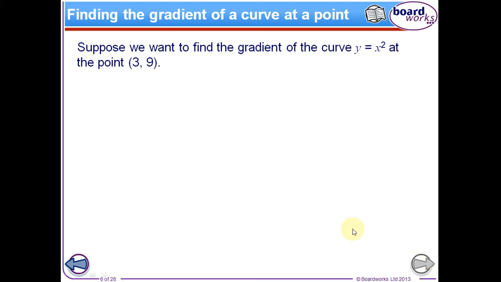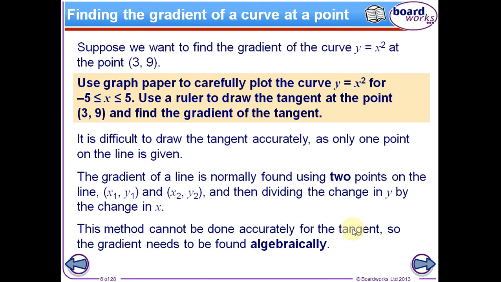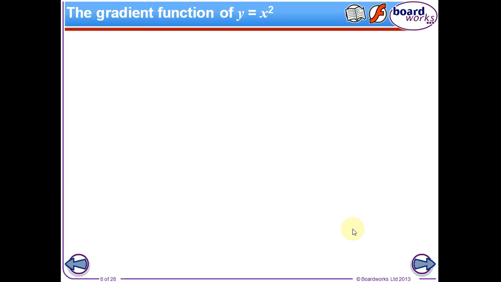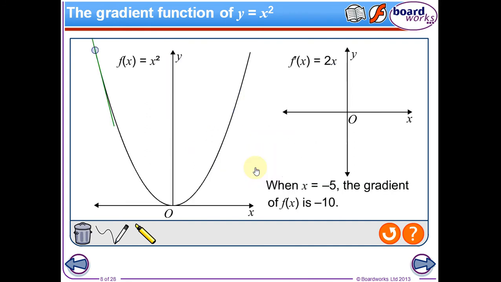So let me take you through the board work. Even though here we use a graph, I'm not going to do this, because we want to see application of gradients. So now let's start differentiation. The gradient function: if the gradient of a curve y equals x squared could be calculated at every point and plotted on a graph, what would the gradient function look like? Let's press start to look at that.